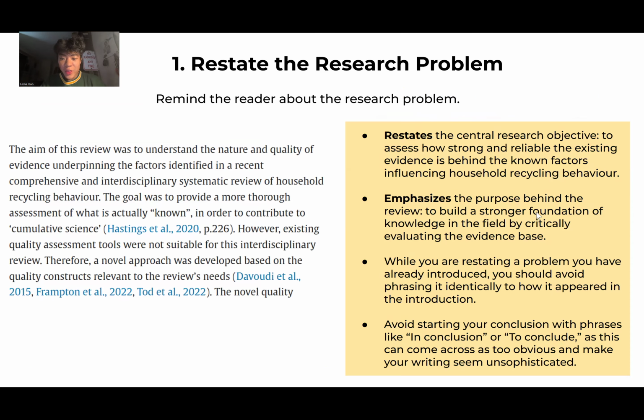The first step is to remind the reader about the research problem. In this example, the authors restate their objective of assessing how strong and reliable the existing evidence is around factors influencing household recycling behavior. But notice that restating doesn't mean copy and pasting your introduction. You want to return to the same central problem using slightly different language now that your reader has already gone through the entire paper. We recommend avoiding phrases like "in conclusion" or "to conclude." Your reader already knows that they're reading the conclusion, so instead you can begin directly with the research problem or overall finding.